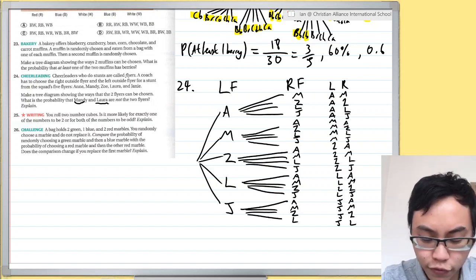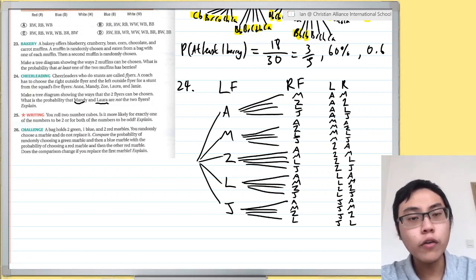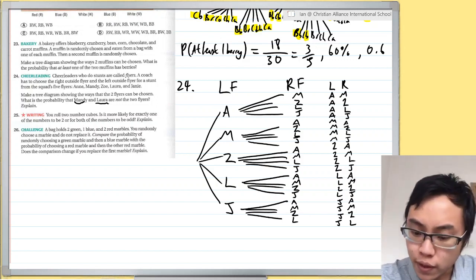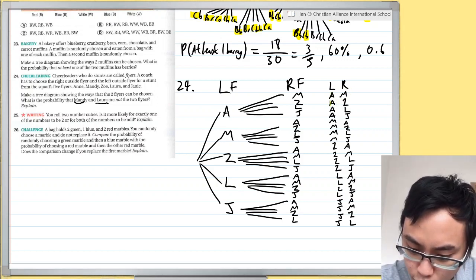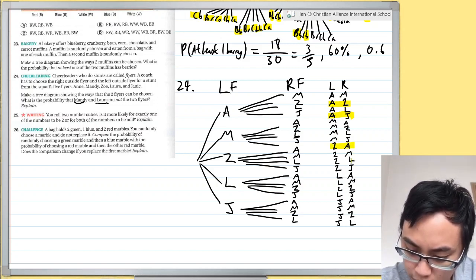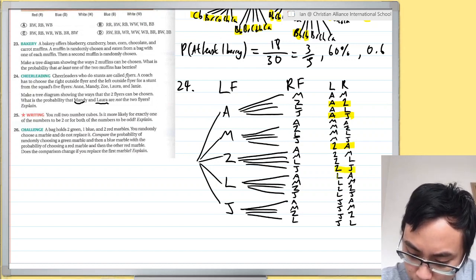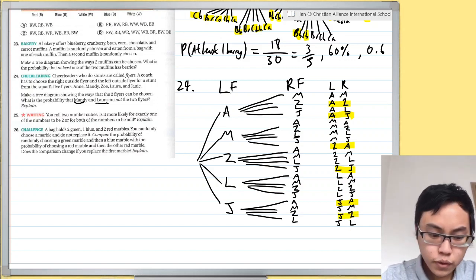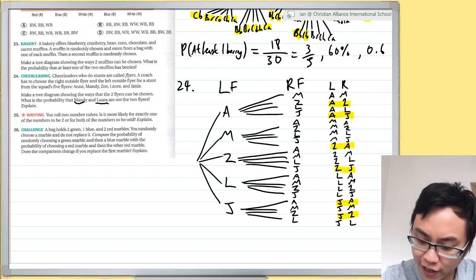So we have to choose all the outcomes without Mandy and Laura. No M, no L. So which one is that? There's M over here, there's no M or L, there's L over here, there's no M or L, there's M, Z, A, there's no M or L, there's an L here, there's an M here, there's an L here, no M or L here, there's an L, and then J, A, there's no M or L, J, M, yep, J, Z, no M or L there. So 1, 2, 3, 4, 5, 6.